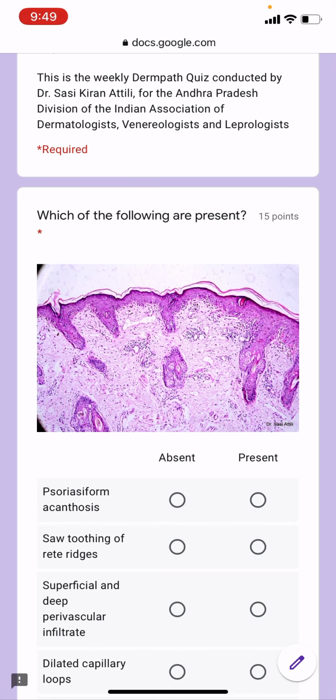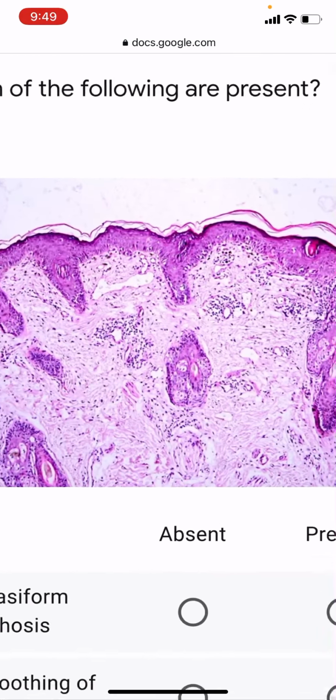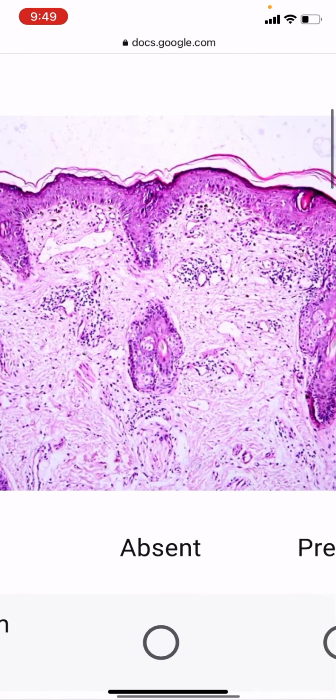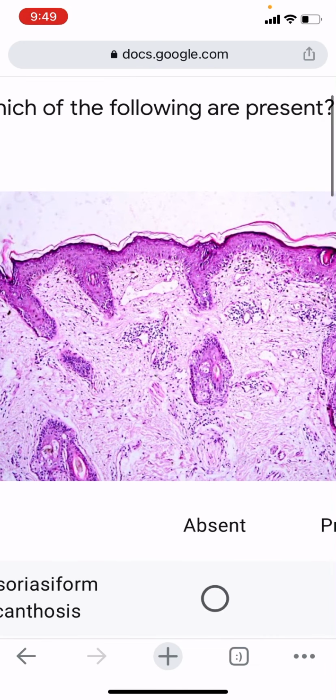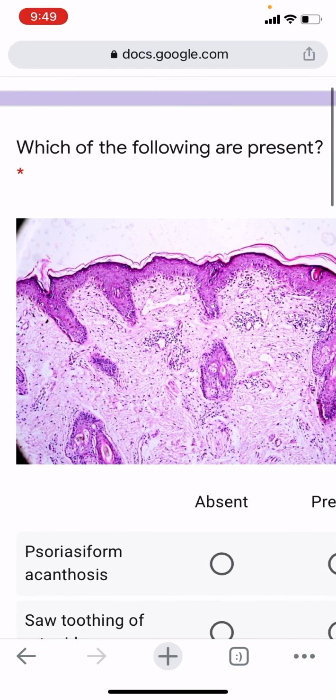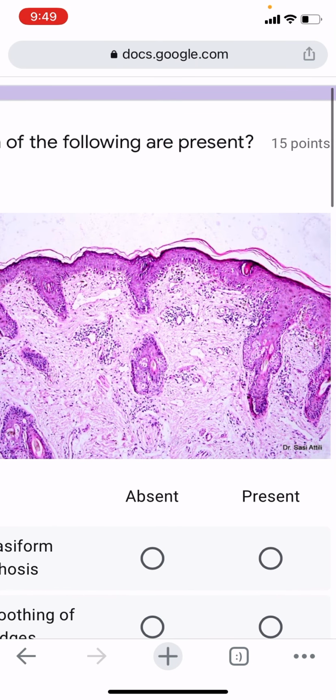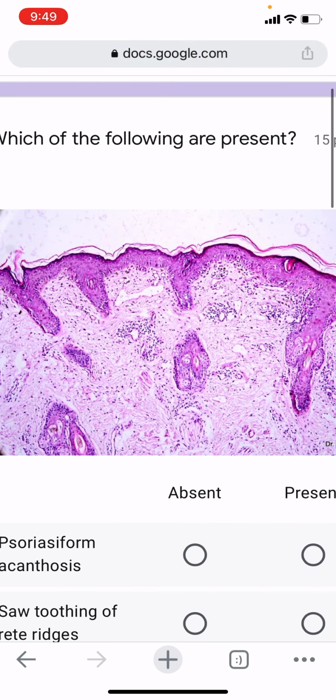So this is the first question: which of the following are present? If you look at the picture, what you're essentially seeing is a biopsy of facial skin. And how do you know this? Because there are a number of hair follicular units here, which suggests that it's a facial biopsy. It's not a scalp biopsy because the majority of these are vellus hairs.